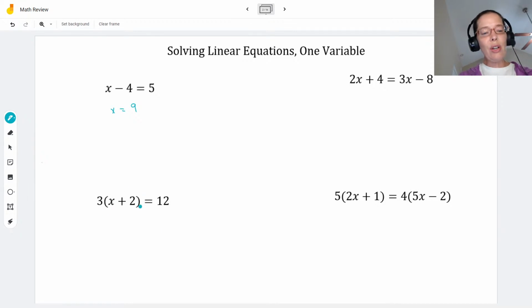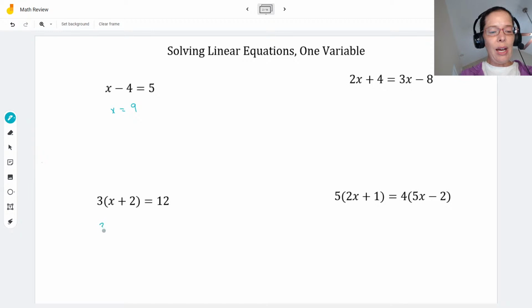Okay, so just a reminder about parentheses. For this one, to get the x out, we cannot just subtract 2 from both sides because we have parentheses, so we have to deal with this 3 first. Now, there are a couple of different ways to do this. You can either distribute this 3 or divide both sides by 3. It really doesn't matter. For this one, let's distribute the 3 first.